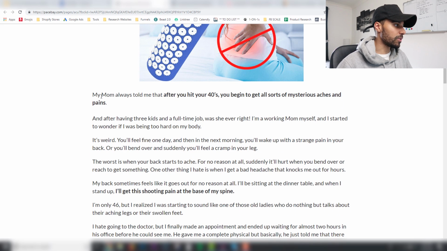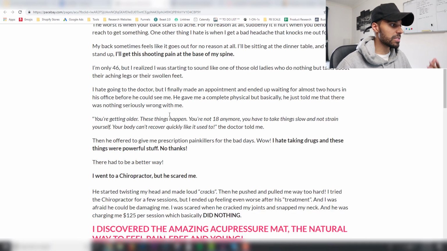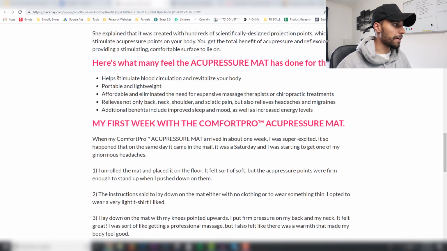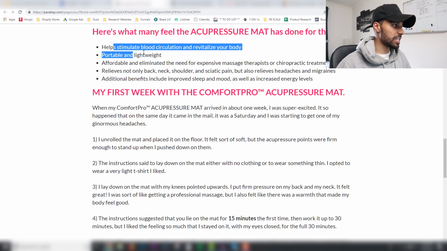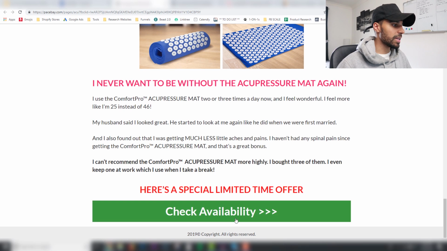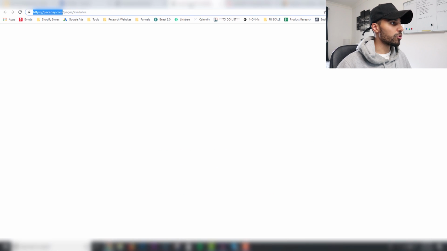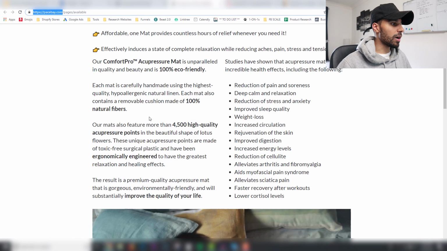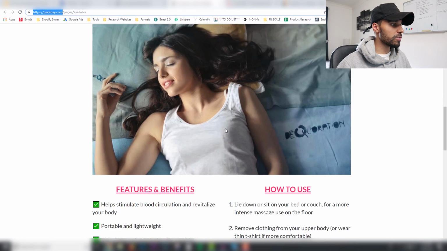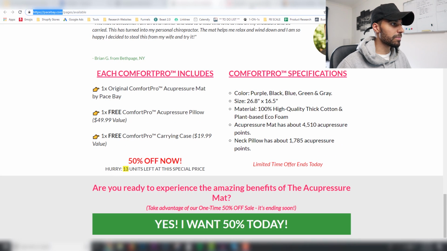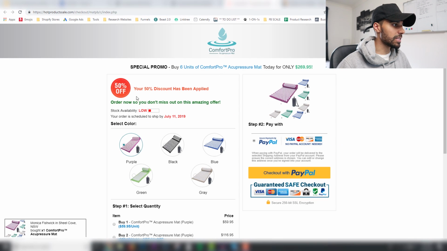So you can see here, I'm not going to read it again, but my mom always told me you start to get all sorts of mysterious pains. She was 40, she discovered this acupressure mat, and so on. Here's what the mat's done for her, how it all works, etc. And then obviously you can check availability. Once you check availability, this is the direct sales page. So it goes through all of the benefits of using the mat, what people are saying, reviews, and then if we click on this, we land on this here.